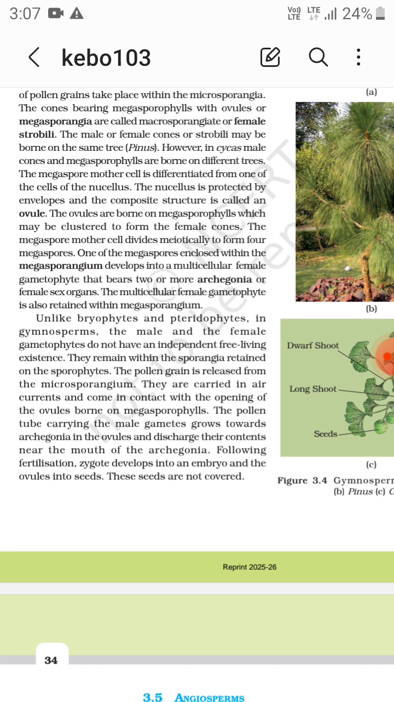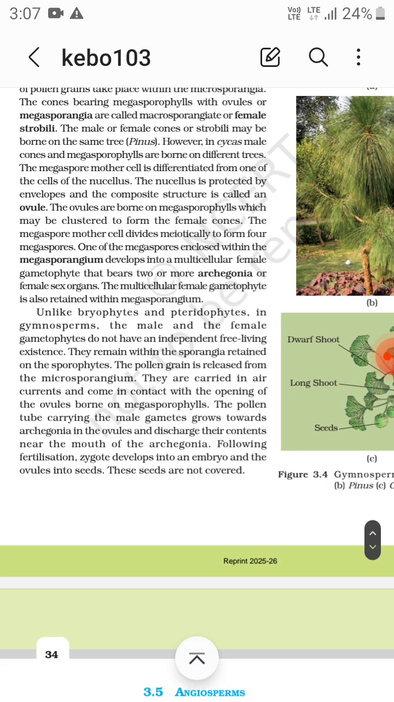The pollen grain is released from the microsporangia, not the megasporangium. They are carried in air currents. Same as in slime molds, where the spores are dispersed by air currents, the same is here in gymnosperms. The pollen grains come in contact with the opening of the ovules borne on the megasporophylls.